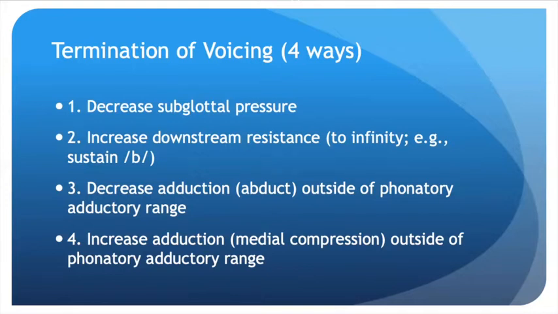There has to be a pressure drop across the vocal folds, across the glottis, in order for phonation to occur. You could also decrease or increase the gross positioning of the vocal folds outside of the phonatory adductory range. So you could abduct too far, so no phonation, or you could adduct too far, no more phonation. So those are the 4 ways of terminating voicing.